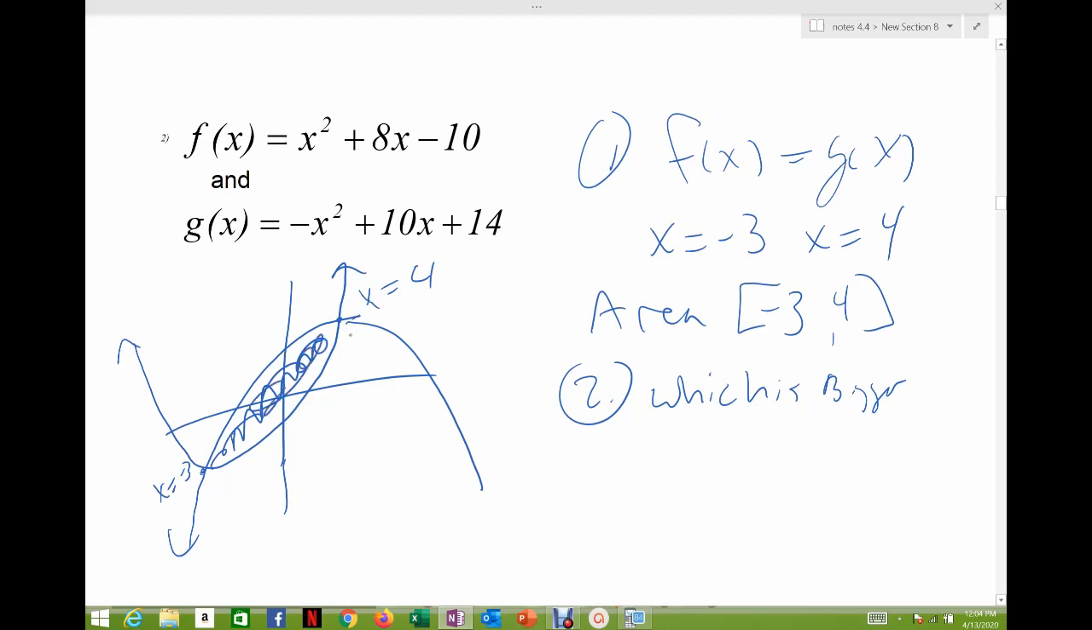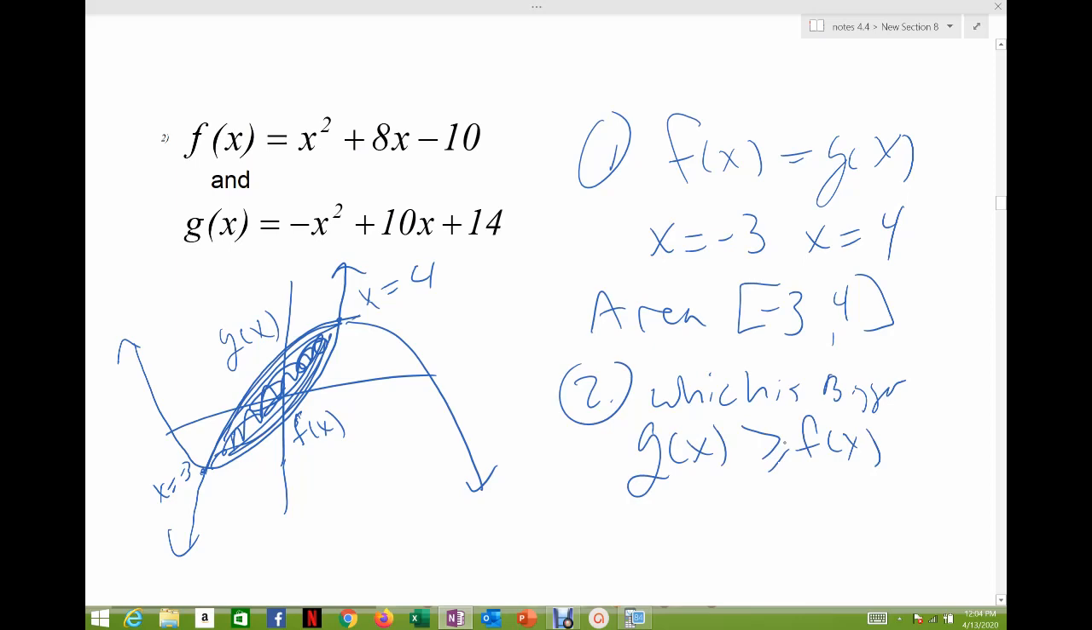The way we can tell which function is bigger is you go back and regraph it if you want to. But remember, when I've got a negative on the squared term, that's the one that's opening down. So the function that's opening down is g of x. And the function that's opening up, the positive on the x squared, is f of x. So this time, g of x is bigger than f of x over my interval. So g of x is the bigger function.